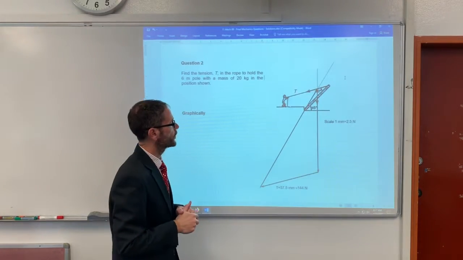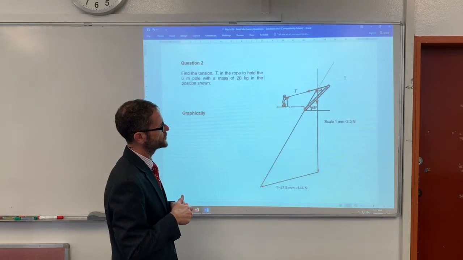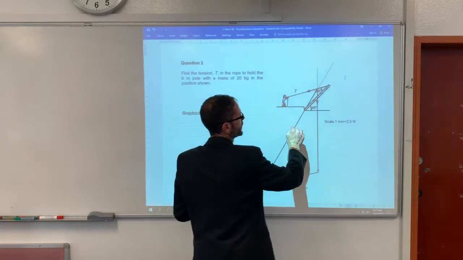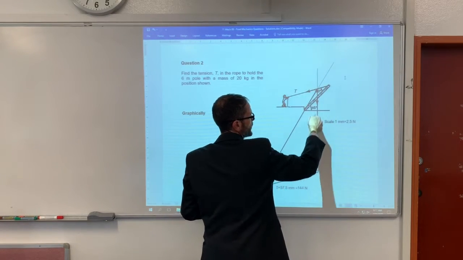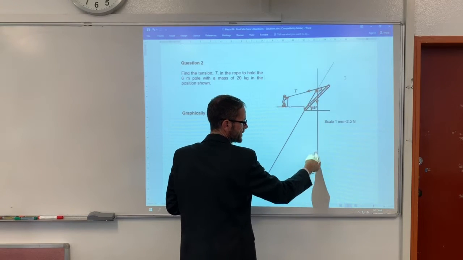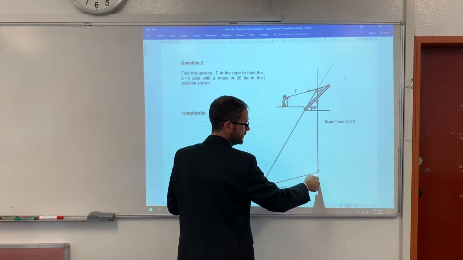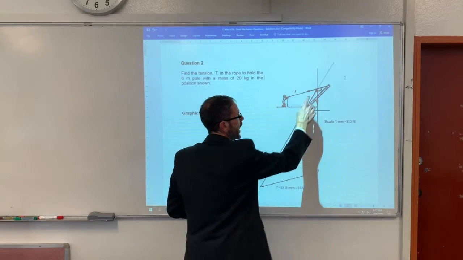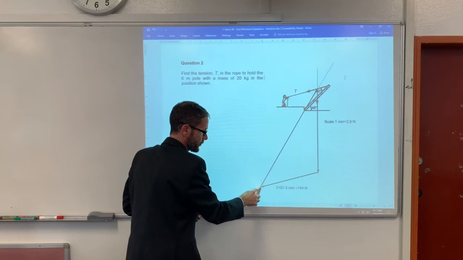So let's have a look at what I've done here with the graphical solution. There's my line of action that I have. There's the line of action of the vertical. There's the point of concurrency. I've extended this one down to scale to represent 200 newtons. I've extended this line that I drew.